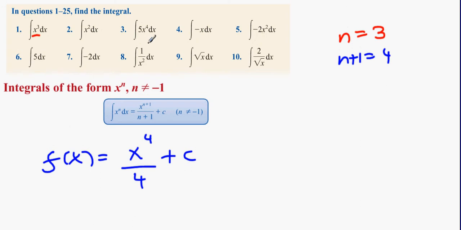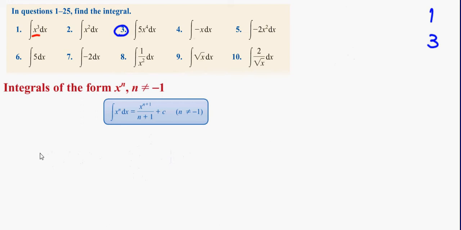Okay, let's try another one, for instance number 3. This one here is 5x to the power 4, so we want the integral of 5x to the power 4. In the case of this, we're going to ignore the 5 and put the 5 straight into the answer, and primarily concentrate on integrating the x to the 4.